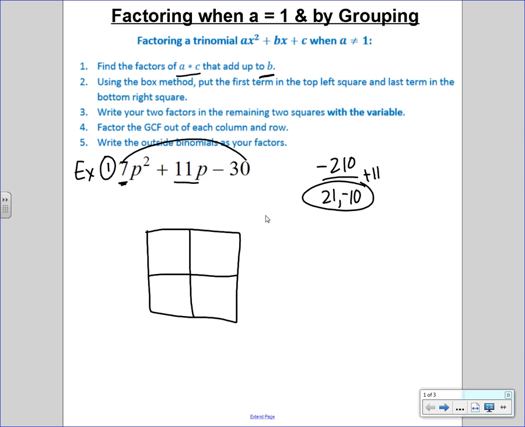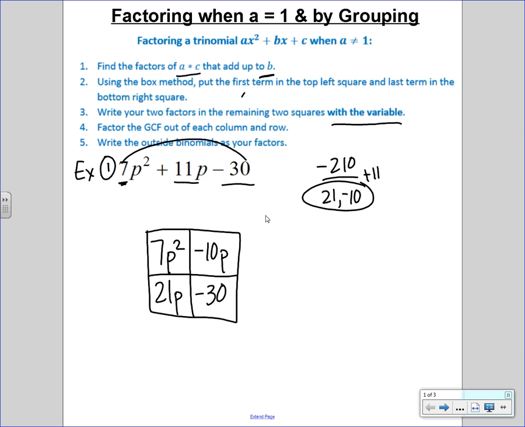Okay, so then you put the first term in the top left square. So what's the first term that we're factoring? So we're going to put 7p squared in the top left square. Then in the bottom, the last term goes in the bottom right. So the negative 30 will be here. And then the 2 factors that we found go in the remaining 2 squares. It doesn't matter which one you put where, but you do have to add the variable with it. So this would be 21p and a negative 10p. Like I said, if you switched them, you'd still get the same answer.